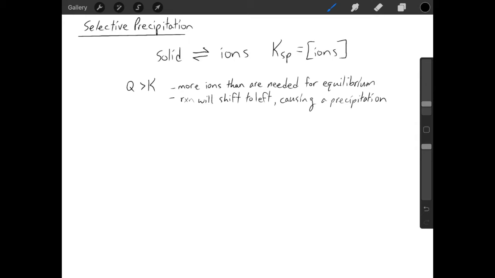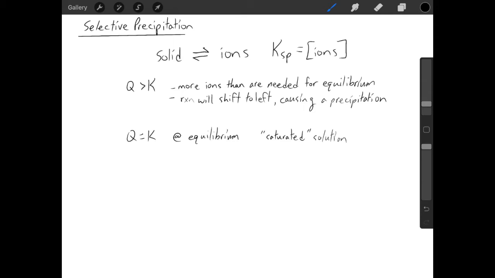And that means you're going to have a precipitation occur. If Q is exactly equal to K, then you're at equilibrium. And when your Q is equal to K, the solution is said to be saturated with the solid. That is, the maximum amount of solid has dissolved. And if you add any more of that solid, it won't dissolve and it will remain as the solid material.